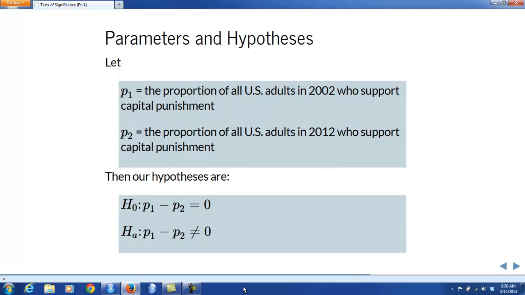So in our significance test, we start off by defining parameters and stating hypotheses. Let's let P1 be the proportion of all U.S. adults in 2002 who support capital punishment. And let P2 be the proportion of all U.S. adults in 2012 who support capital punishment. If you think that the proportions out in the population have not changed over the years, then you think that P1 equals P2. And so you would think that P1 minus P2 is 0. Let's let that be the null hypothesis. We'll do a two-sided test, so the alternative will just say that P1 minus P2 is not 0.